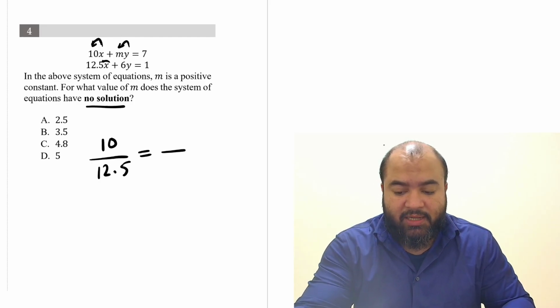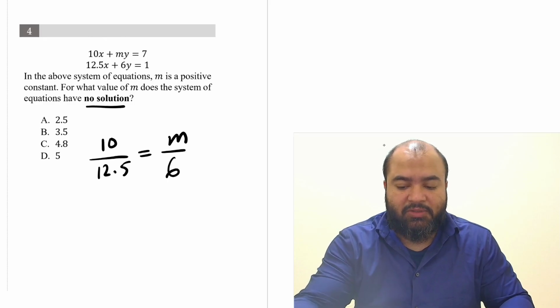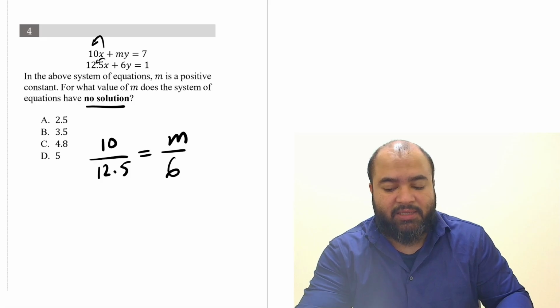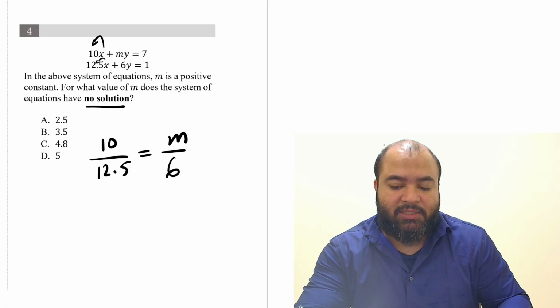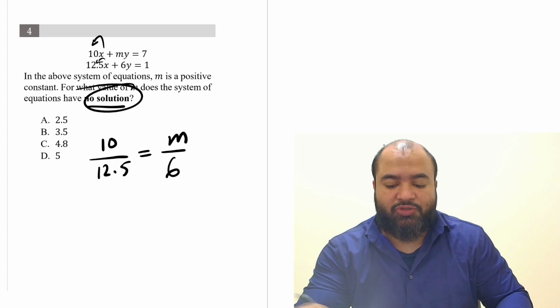What is next to y? M, over next to y is 6. Done. You just solve for m. So it's very simple. You don't even need to use anything. Next to x is 10, next to the other x, whatever, put their ratio. So the point is, whatever the constant next to x and the constant next to y, if their ratio is the same, then it will have no solution.